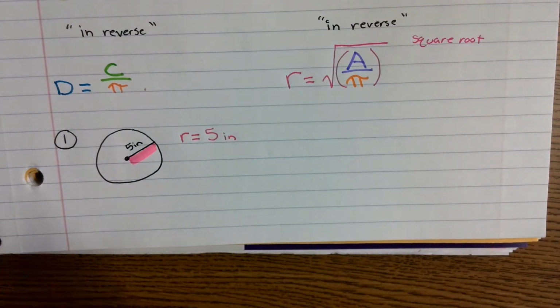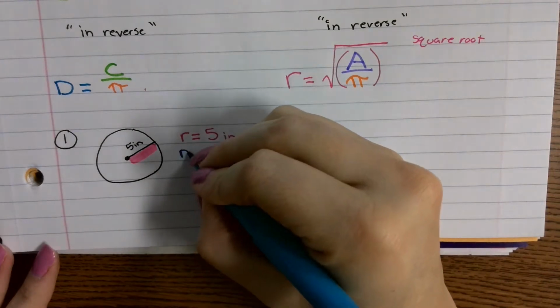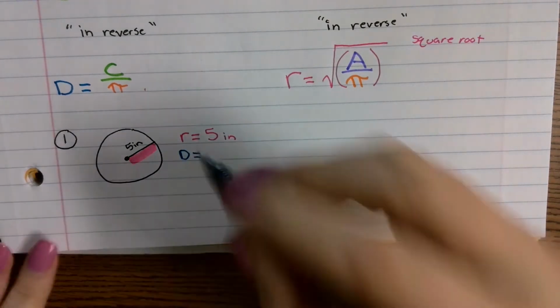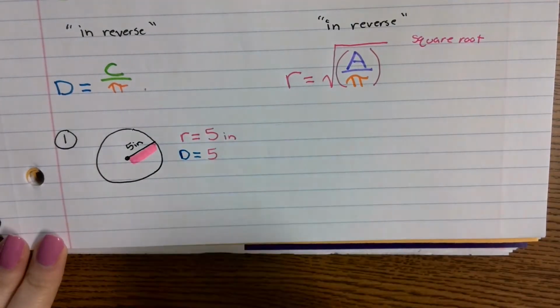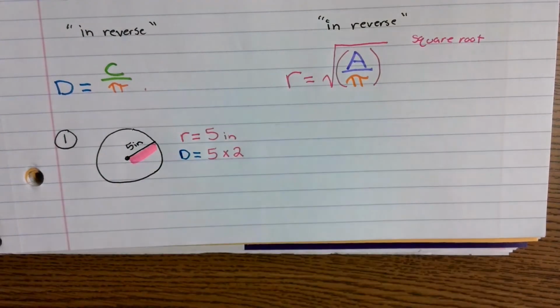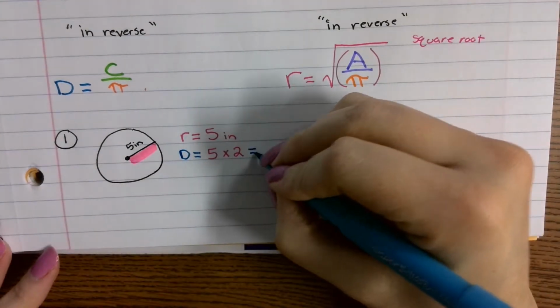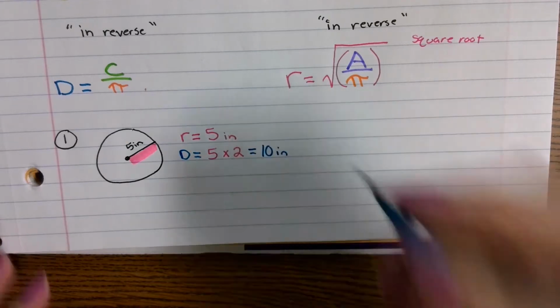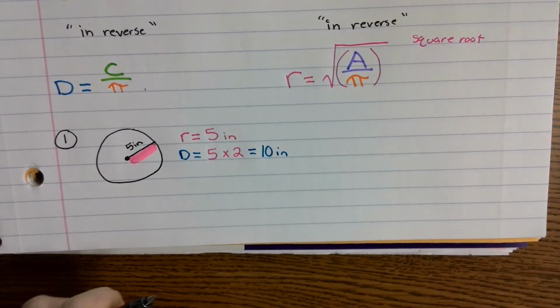So if R is equal to 5, then I could also indicate what the diameter is. Because I know the radius, then I technically know the diameter, which is what? 10. Because diameter is equal to the radius, 5, times 2. We double it, and that's the diameter. So diameter is 10 inches. Now I know that information.